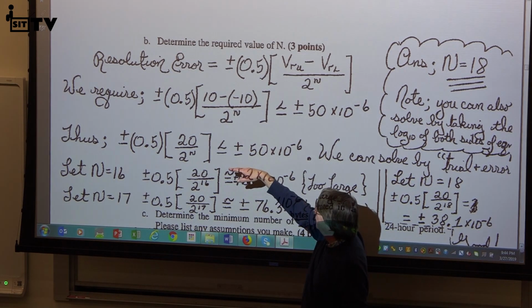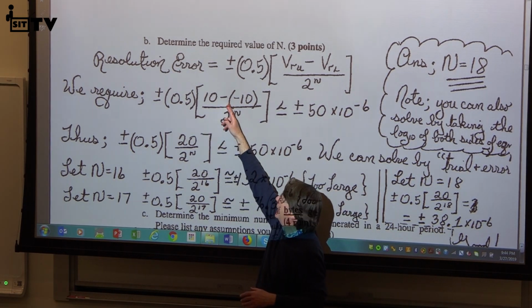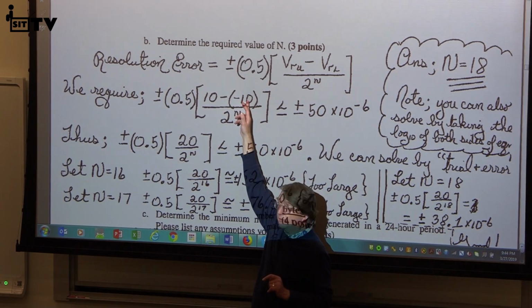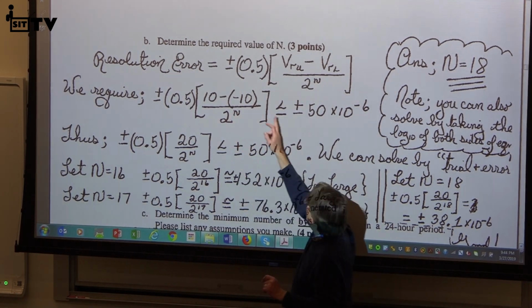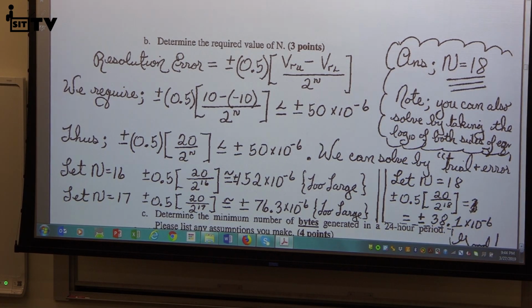Plus and minus a half. Now, we had a range of 10 and minus 10, so it's 10 minus a minus 10. Be careful of the double negatives. Over 2 to the n. That has to be less than 50 microvolts. Now, however you want to solve it, you can use logs.